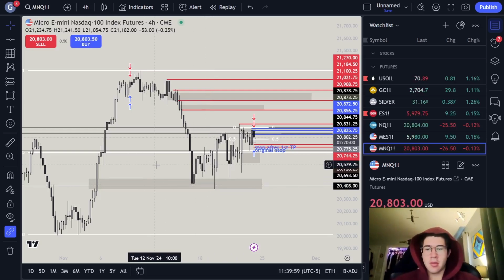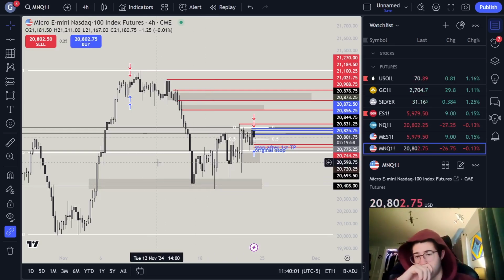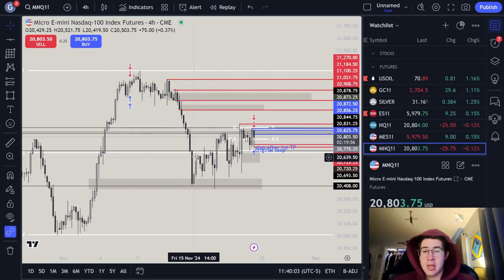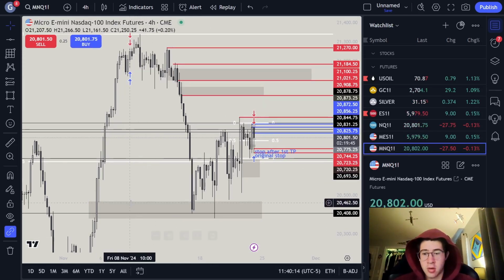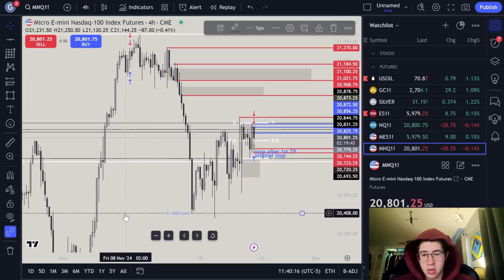So, okay. Just sum up the 4 hour. Price comes down into equilibrium, fills this imbalance, forms a bearish imbalance, comes up, fills a bearish imbalance, comes back down, takes out this low liquidity sweep, and pushes higher. So off that, we're bullish.